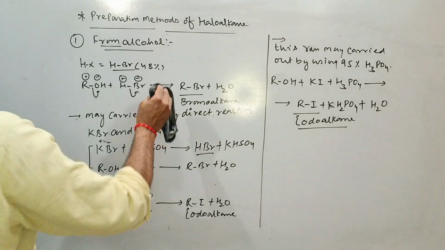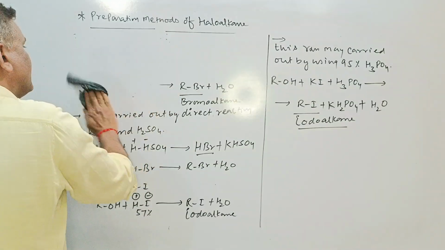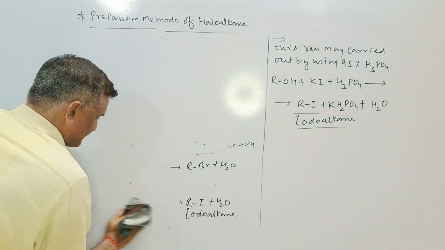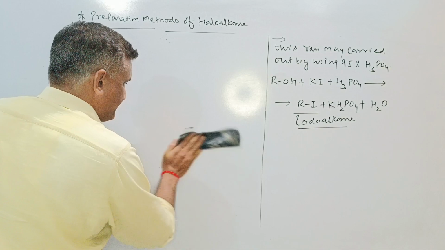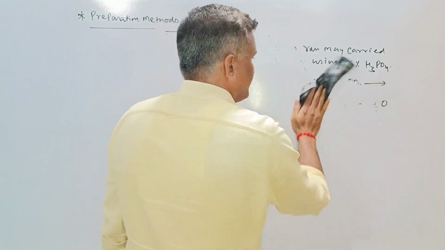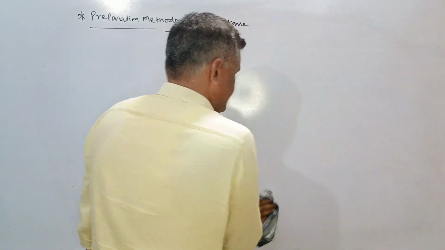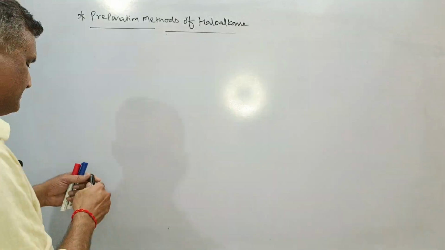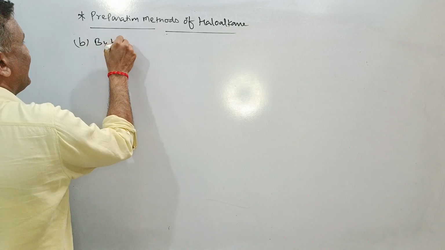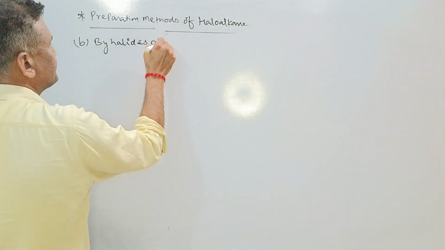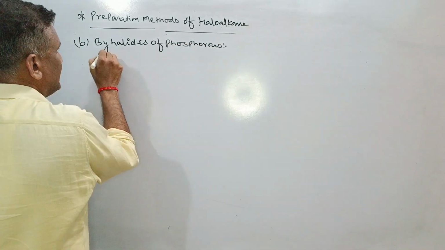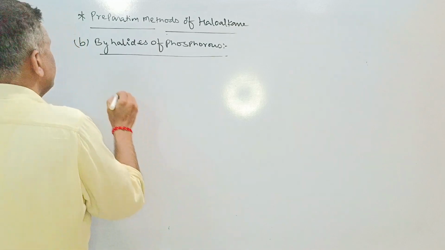Now I would like to go with the second part from the highlights regarding alcohol. This is the B part and it's a very important reaction. This is the very important reaction, and that is your B part, by halides of phosphorus. If I go with the halides of phosphorus, then it's a very important reaction.